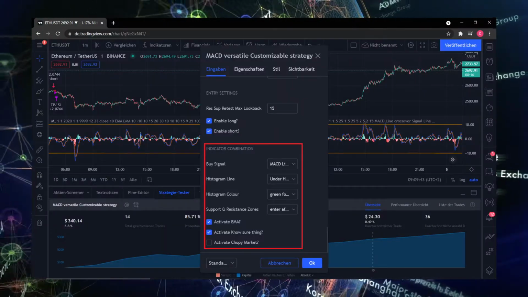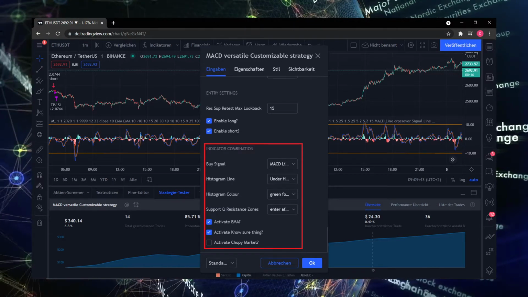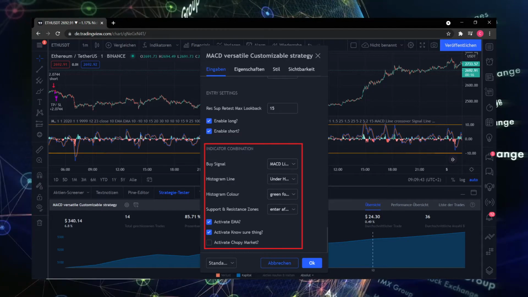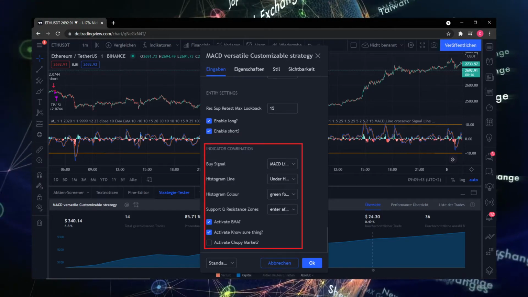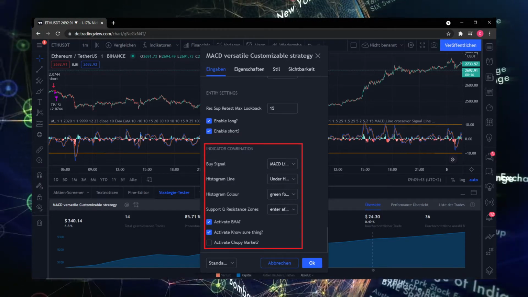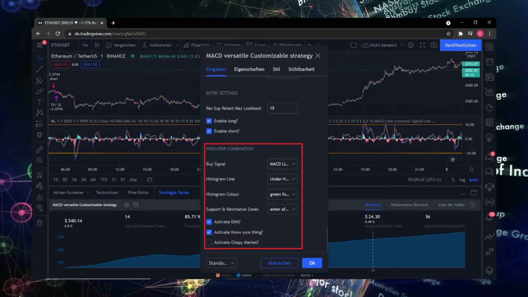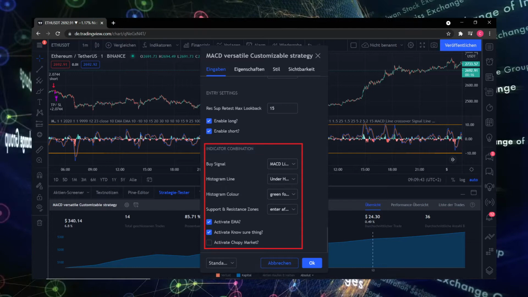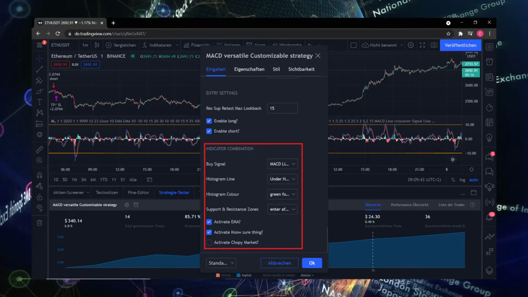Let's get to the section, combination of indicators. Under buy signal, there is a possibility to choose when a signal of MACD should take place. At histogram line, you can decide if the price should be above or below the histogram for long or short positions respectively. The histogram color field tells whether it should be green or red for long or short positions.